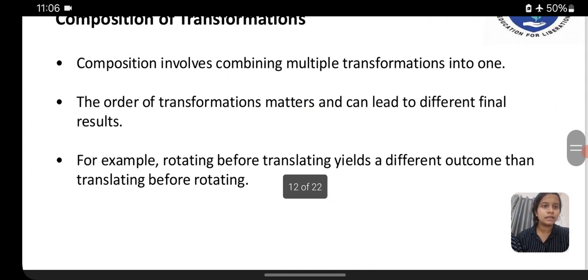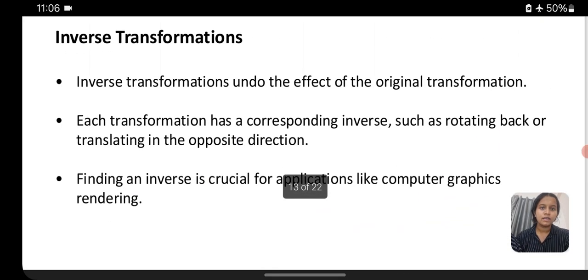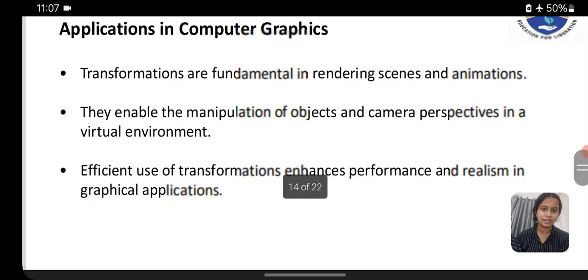Composition involves combining multiple transformations into one. The order of transformation matters and can lead to different final results. Rotating before translating yields a different outcome from translating before rotation. Inverse transformation undoes the effect of the original transformation. Each transformation has a corresponding inverse, such as rotating back or translating in the opposite direction. Finding an inverse is crucial for applications like computer graphics and rendering.